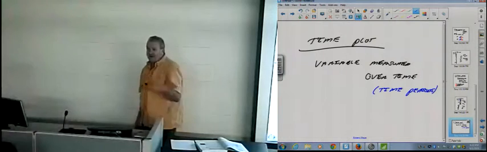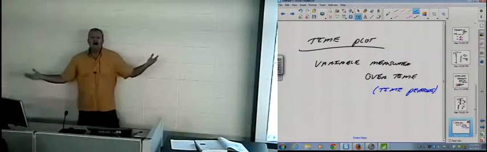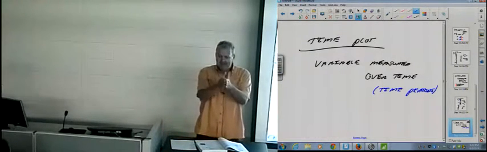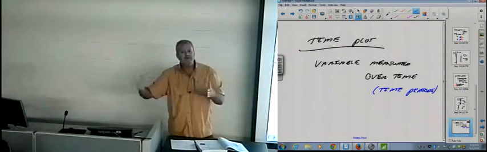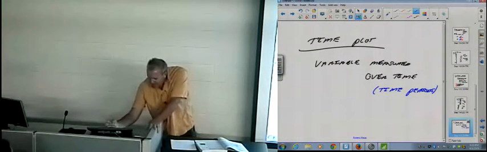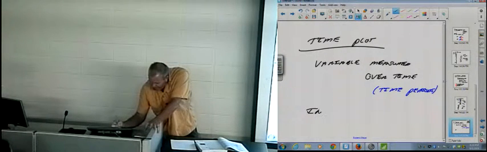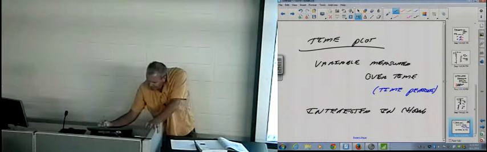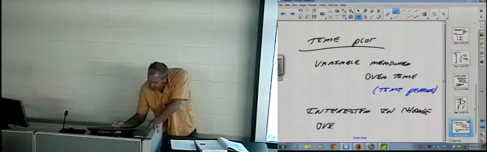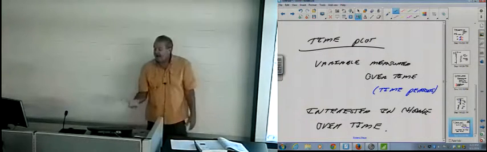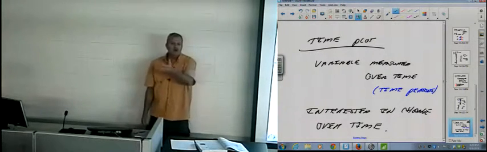Like it might be measured every day or every week or every month or every 5 days or every year. But it's measured. You got some variable here that you're measuring over time, and it's set time intervals, set time periods. Right? What we are interested in is change over time. We're interested in how the value of a variable changes as we go through time.